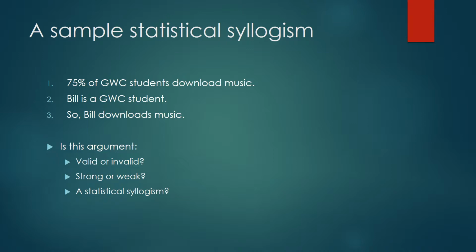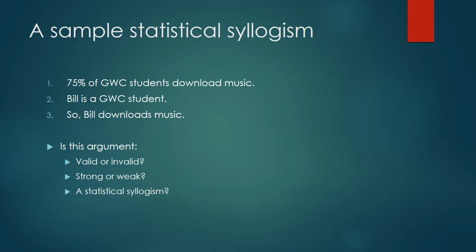Here are the questions that we want to ask about the argument. Is the argument valid or invalid? Think about that for a minute. Is it strong or weak? And is it a statistical syllogism? I hope you see, by the percentage being less than 100%, it is invalid, but by being greater than 50%, it's a strong argument, and thus it is a statistical syllogism.